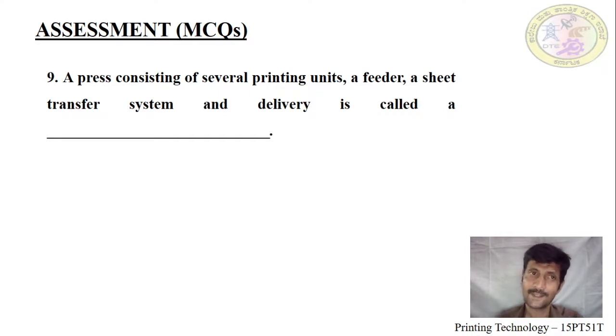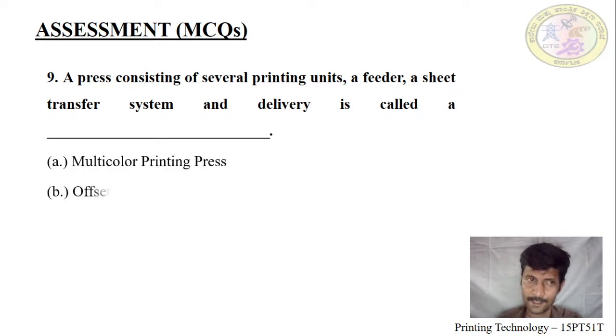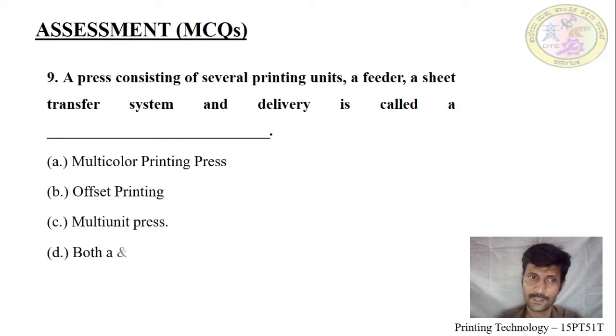Next question. The press consisting of several printing units, a feeder, a sheet transfer system, and a delivery is called a dash. A is multicolor printing press, B is offset printing, C is multi-unit press, D is both A and C. What is the answer? You have to tell.